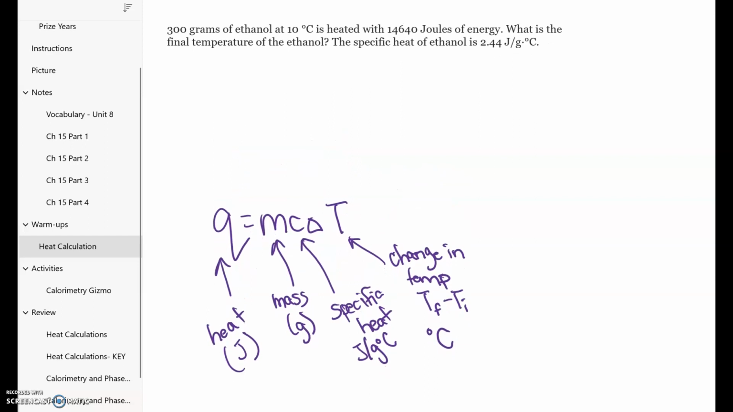So remember, if it's helpful, when you read a problem, go through and label what each one is. So like 300 grams, that would be M, your mass, of ethanol at 10 degrees is heated. So you know that this is your initial temperature. Was heated with 14,640 joules of energy. So joules of energy, that means that's our Q, our heat.